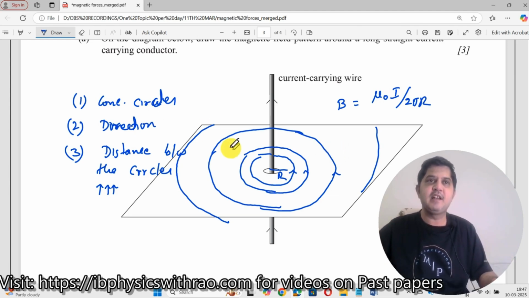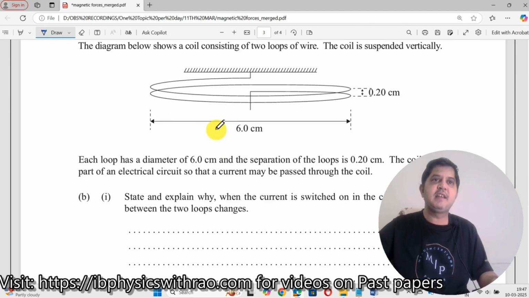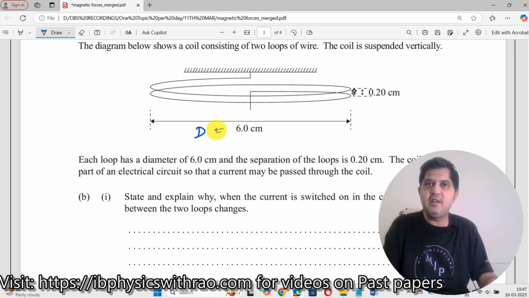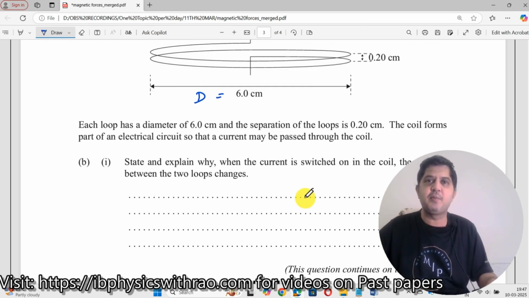Now let us move on to the next question. The diagram shows a coil consisting of 2 loops of wire. The coil is vertically suspended. You see there are 2 loops of wire, and the distance between them is the pitch, which is 0.2 centimeter. Each loop has a diameter of 6 centimeter and the separation of the loops is 2.2 centimeter.